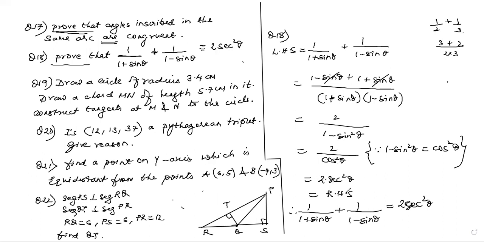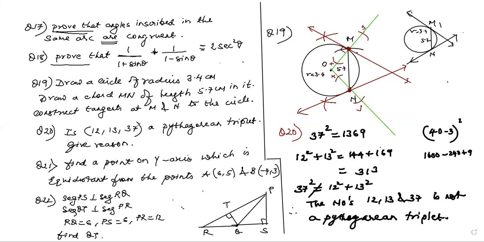So can I say this is 2 sec square theta? This is what you wanted, right? So rewrite the question: 1 upon 1 plus sine theta plus 1 upon 1 minus sine theta equals 2 sec square theta. Very simple question, children. Now we move on to the next question.